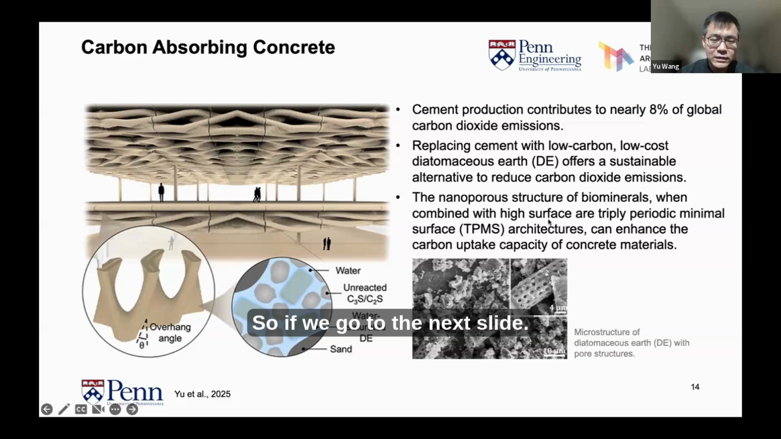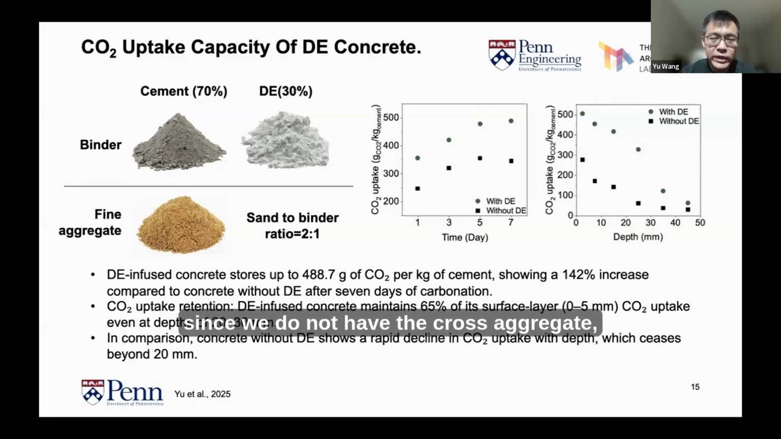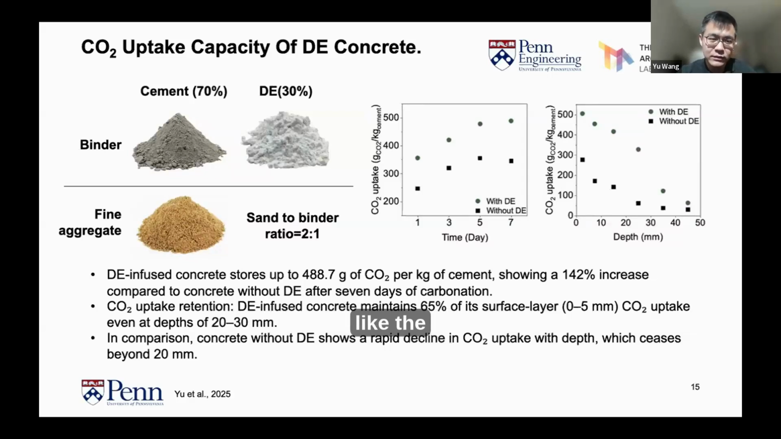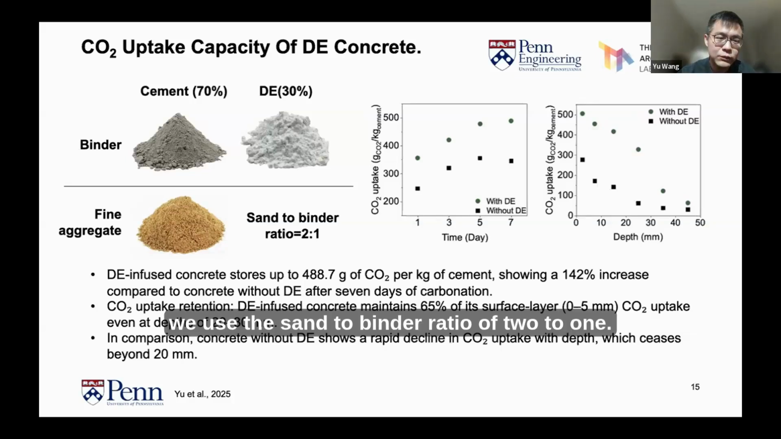So if we go to the next slide. Yeah, so basically this is our main recipe. We replace 30% cement with the DE. And for 3D printing concrete, since we do not have the coarse aggregate, we only use fine aggregate as the aggregate. So we use the sand to binder ratio of 2:1.